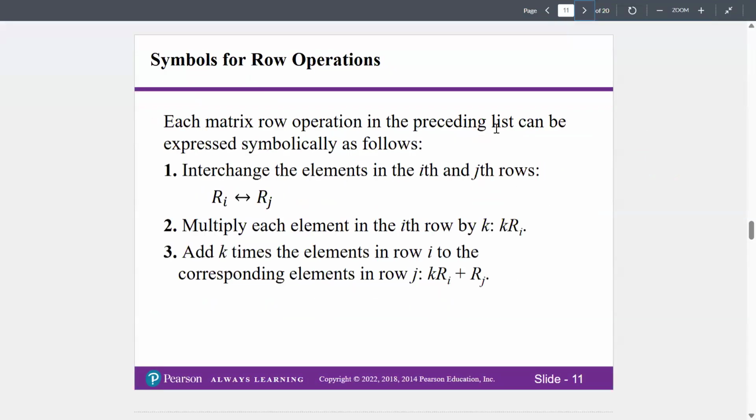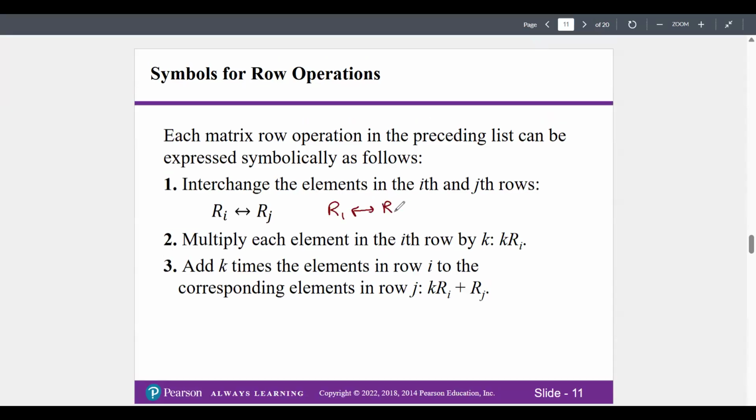Just for some symbols here, if we interchange elements, rows is what we're talking about. If we exchange row 1 for row 2, we write R1, R2, or row i, row j, whatever you want to say. I'm just replacing a row with another row, switching the order and putting row 1 in row 3's place and row 3 in row 1's place. If I'm multiplying by a number, say I have row 2 and I want to multiply it by 3, I just write 3R2 and multiply all of row 2 by 3.